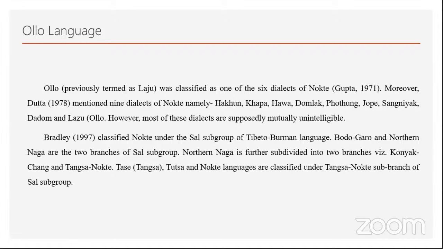According to Bradley's classification, he classified Nokte languages under the Chal group of Tibeto-Burman languages. Boro Garo and Northern Naga are the 2 branches of the Chal group in his classification. Northern Naga is further divided into 2 branches, that is Konyak Tang and Tangsa Nokte. Pase, Tutsa Nokte languages are classified under the Tangsa Nokte sub-branch of the Chal group.